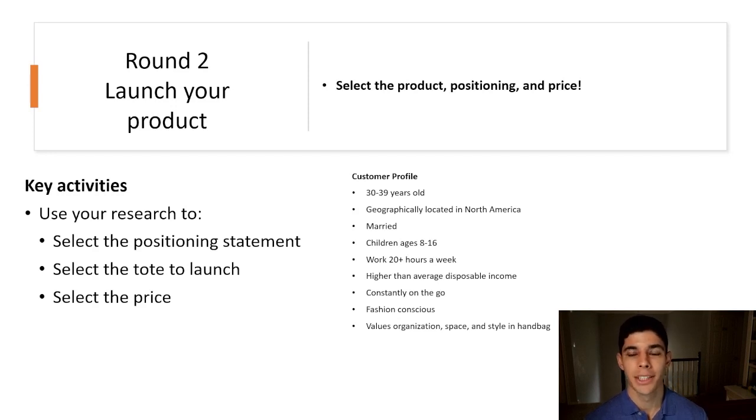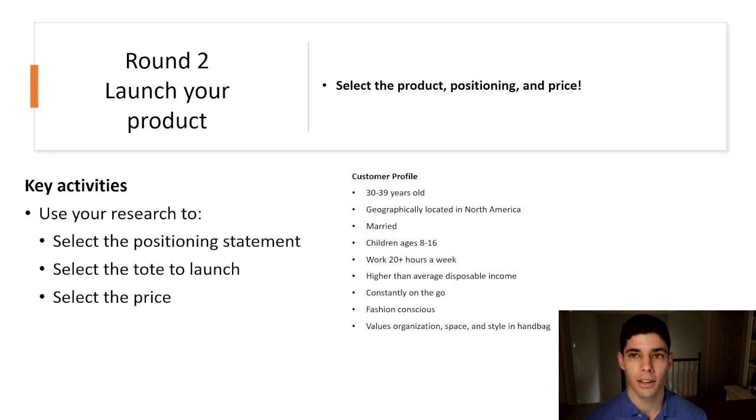I hope all of you had a good experience during round 1 and you were able to purchase market research that is going to be useful throughout the rest of the simulation. Now focusing on round 2 of the simulation, you will be selecting the product that you are going to be using throughout the rest of the simulation, as well as the positioning statement and the price for that product. Once you've selected the product and the positioning, both of those things will be fixed. However, for the price, you will be able to adjust this in later rounds of the simulation.